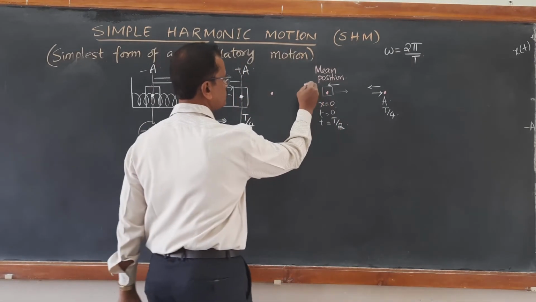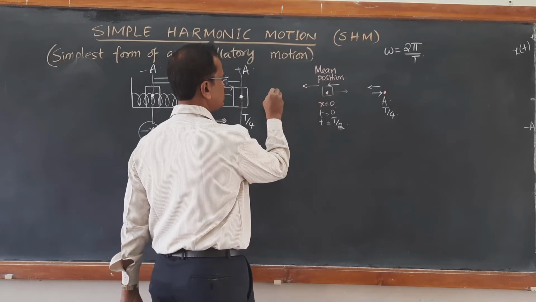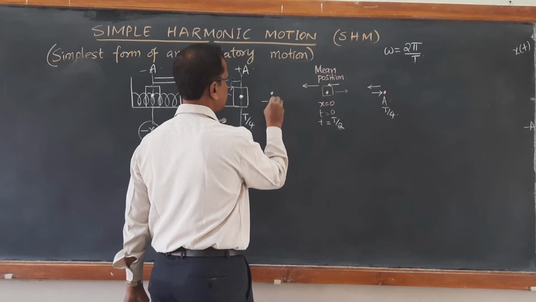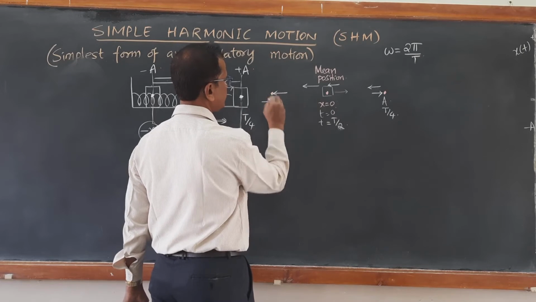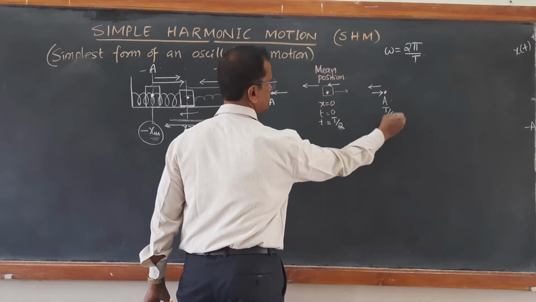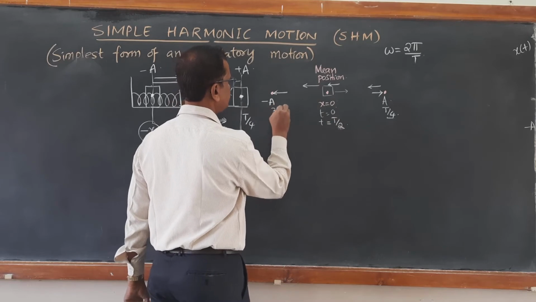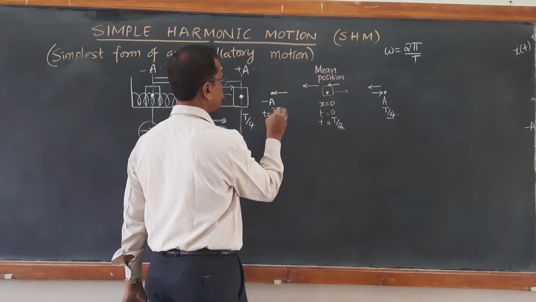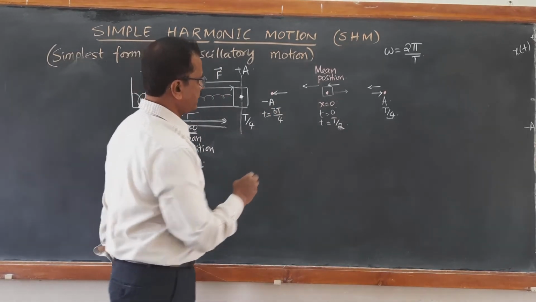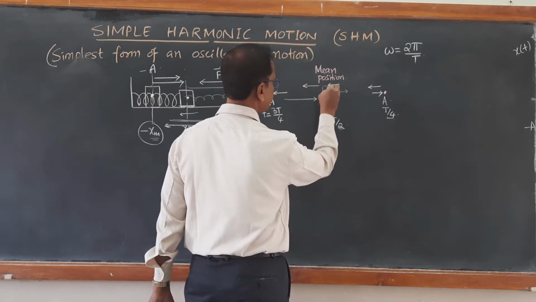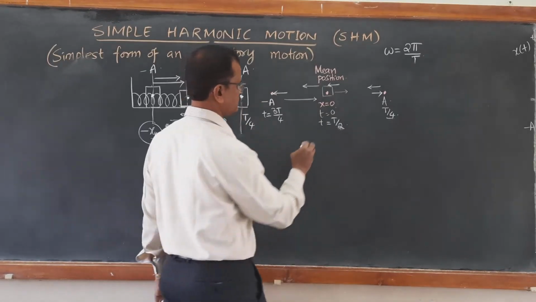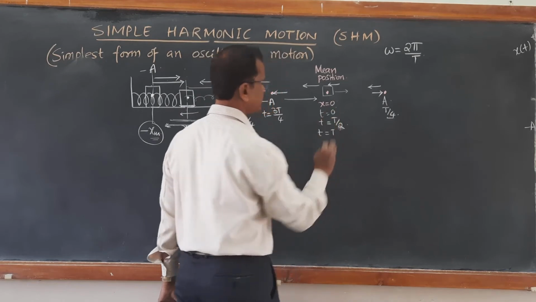Then it continues to move and reaches the other extreme position, minus a. When it reaches minus a, it takes T/2 plus T/4, which means t equals 3T/4. And again when it returns back to the mean position, it completes one oscillation. t becomes equal to capital T.